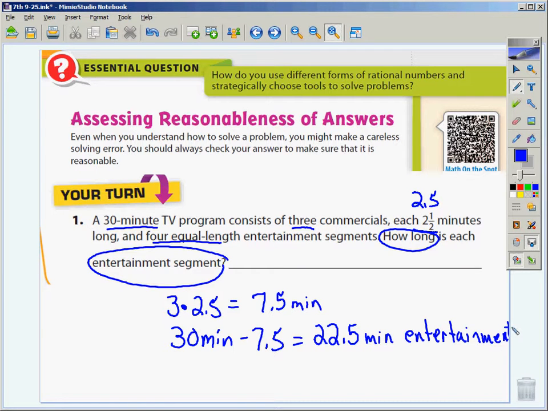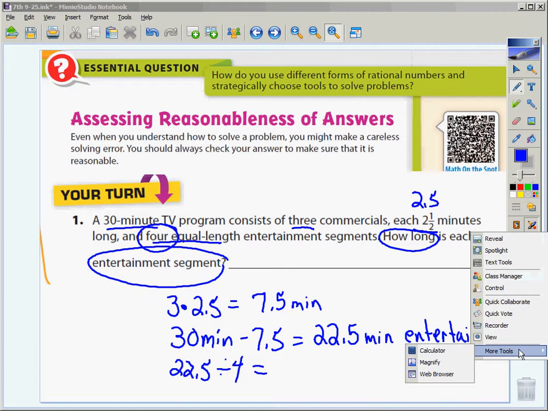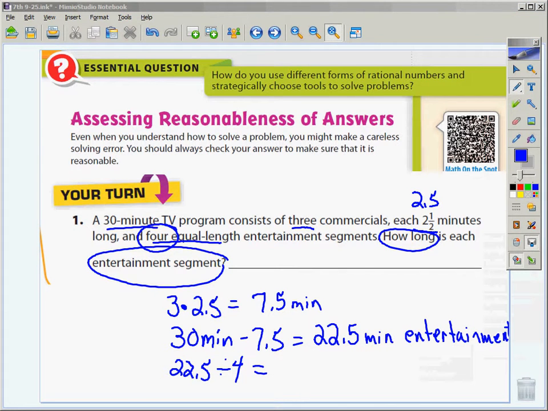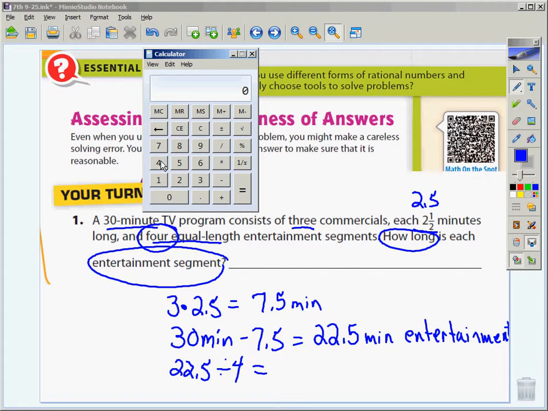And they said we were going to divide it into what? 4 equal lengths. So we're going to take the 22.5 and we're going to divide that by 4. And again, you can pull up your calculator for that. So we're going to do 22.5 divided by 4.